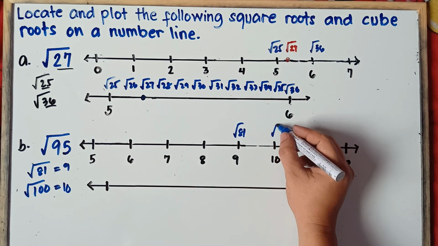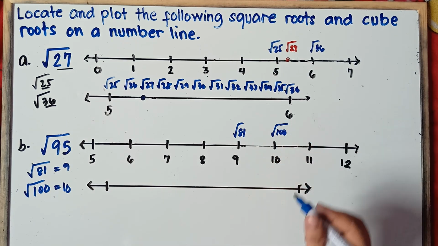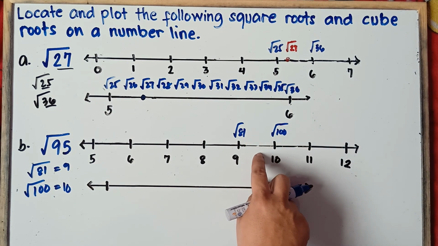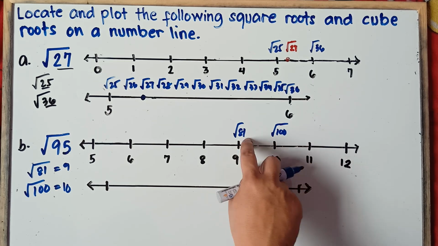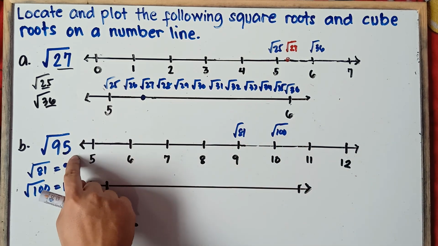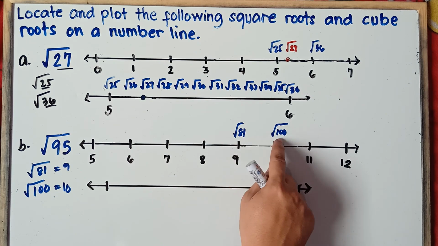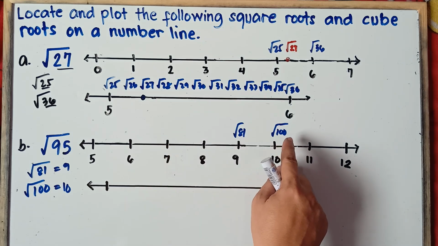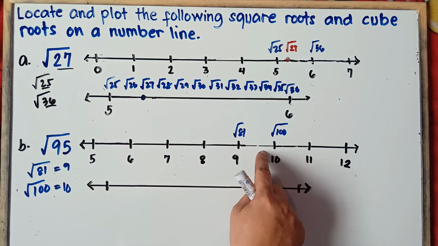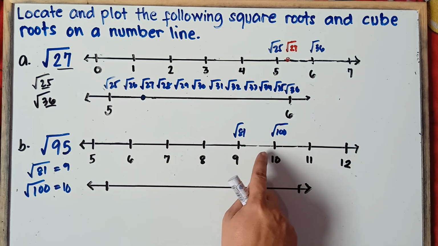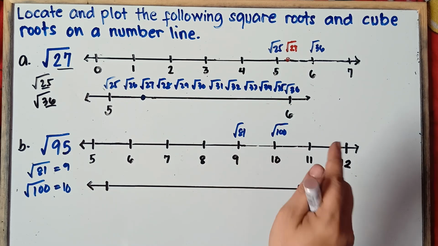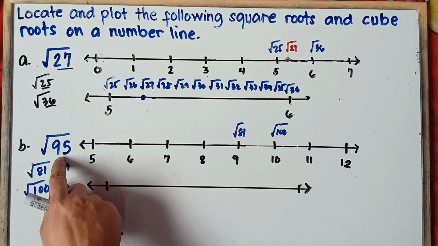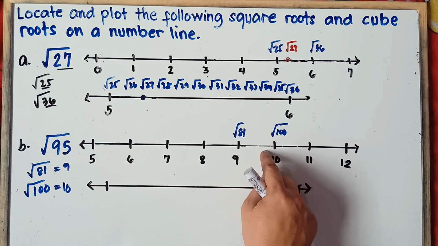So this is the square root of 100. So 81 and then 100. Therefore, 95 is in between 81 and 100. So you can see, class, the square root of 95 is in between the square roots of 81 and 100. And we know that 95 is near 100. So 95 is here. Once again, 95 is near 10, since the square root of 100 is 10.